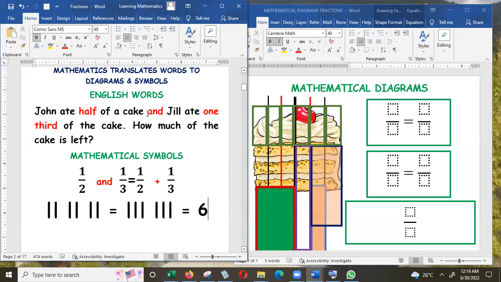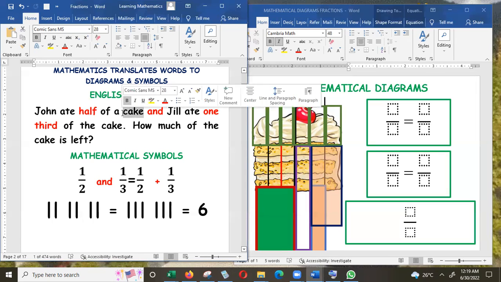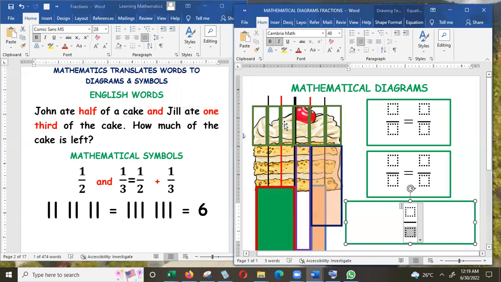So the word cake, okay? Cake is not an important word in mathematics, so therefore a diagram is drawn to represent cake. So we're going to slice the cake into 6 equal slices because we want groups of 2s and groups of 3s. Bear in mind we want to find out how much cake is left, what fraction of the cake was left. So we have 1, 2, 3, 4, 5, 6 equal slices. This cake was separated into 6 equal slices.